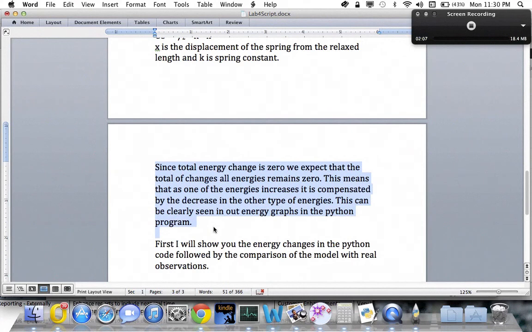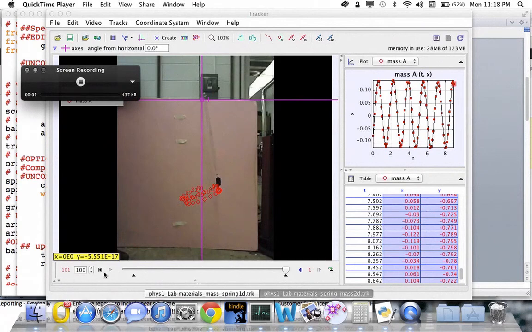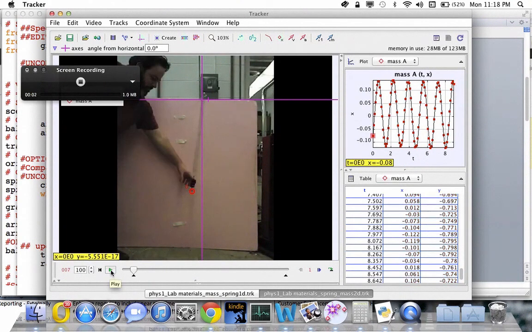Since the total energy change is 0, we expect that the total of all energy changes remains 0. This means that as one of the energies increases, it is compensated by the decrease in the other types of energy. This can be clearly seen in our energy graphs in the Python program. First, I will show you the energy changes in the tracker file, followed by the comparison with the Python file.